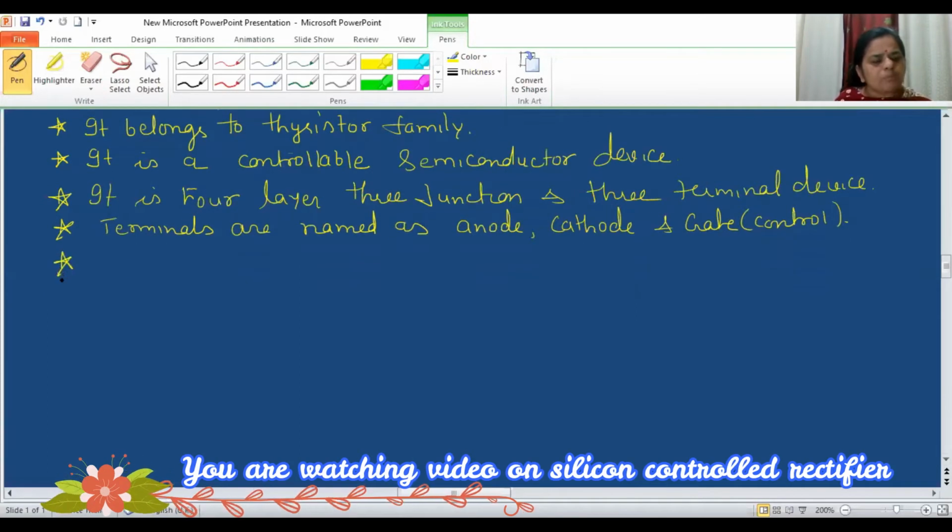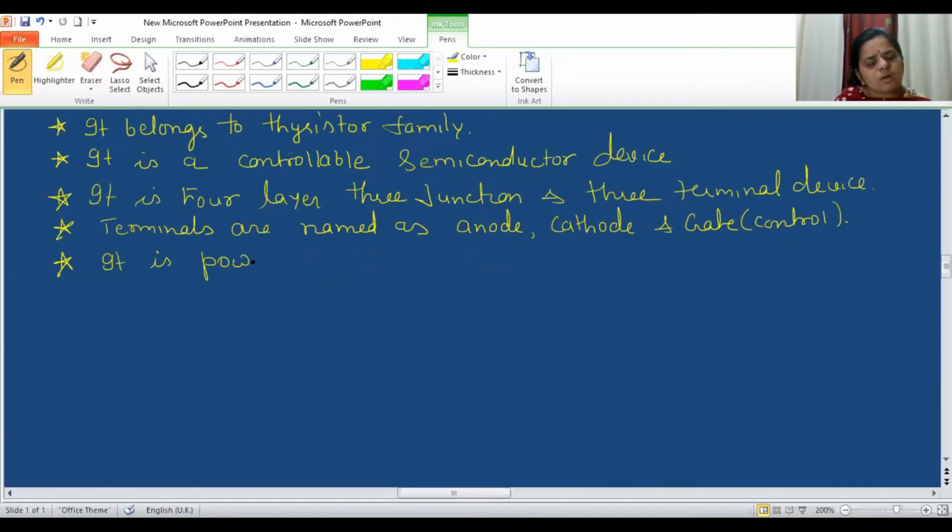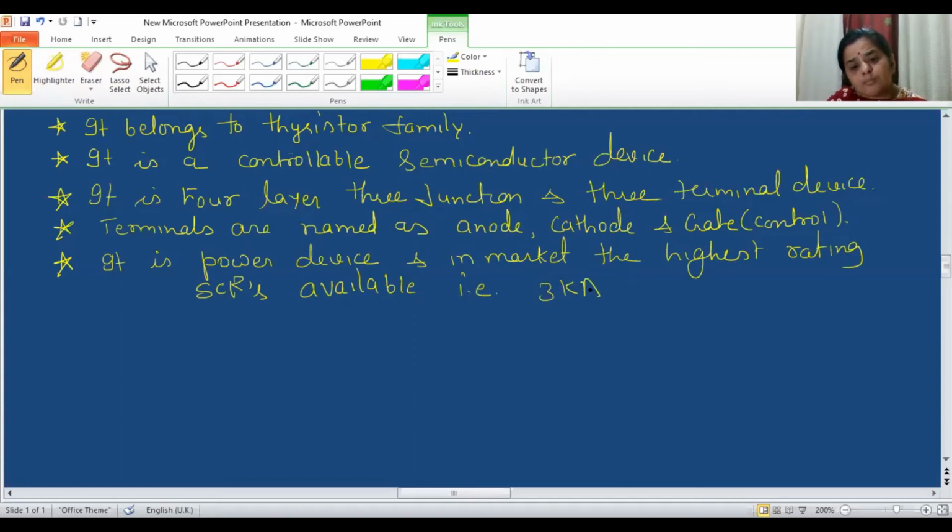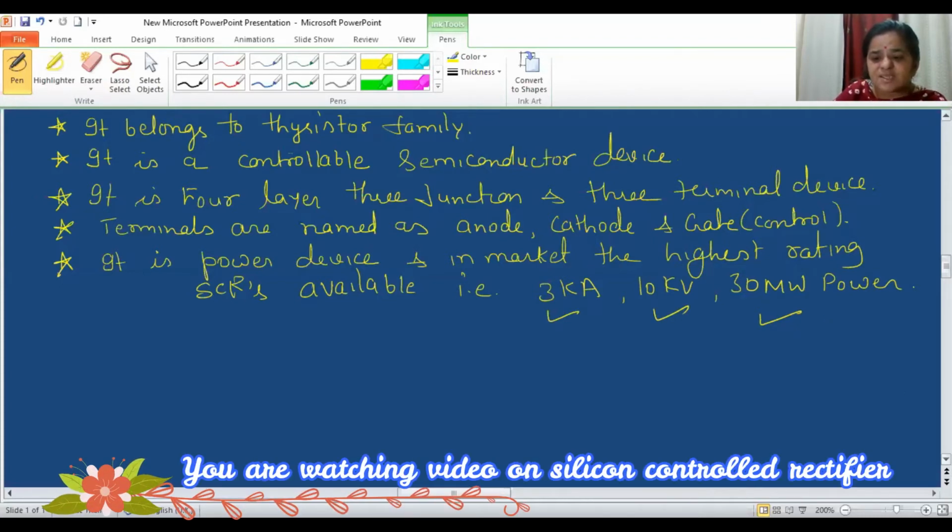And one important point is that it is a power device. In the market, the highest rating SCRs available are 3 kiloampere, 10 kV, 30 megawatt. You can see that with the help of a single SCR we can control 3000 ampere current, 10 kV voltage, and 30 megawatt power. See how much capacity this device has.